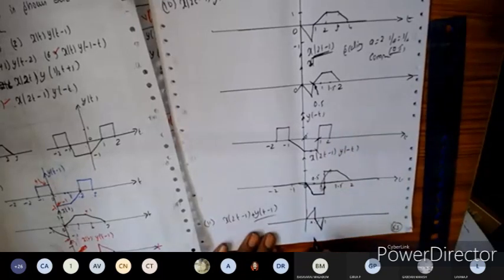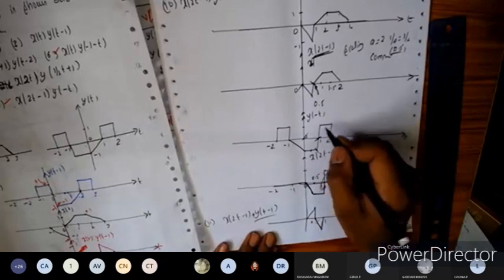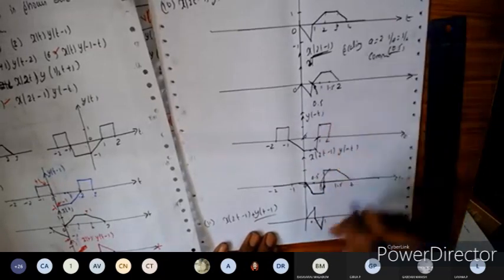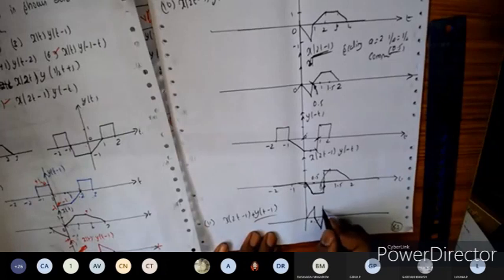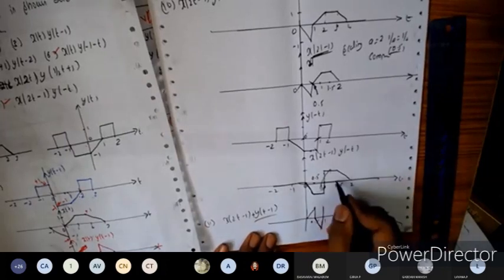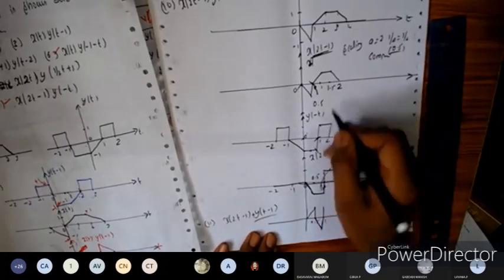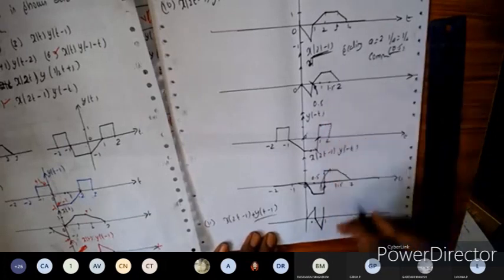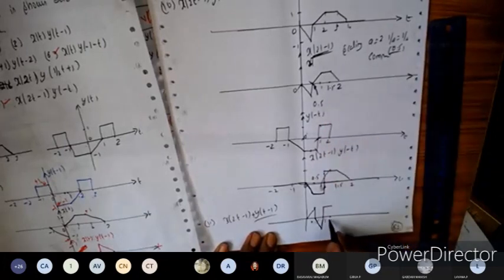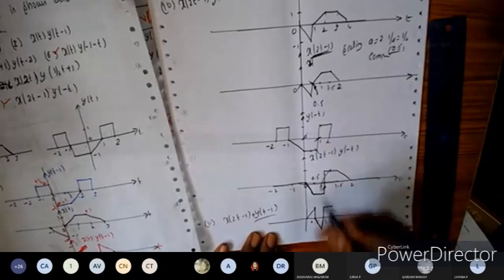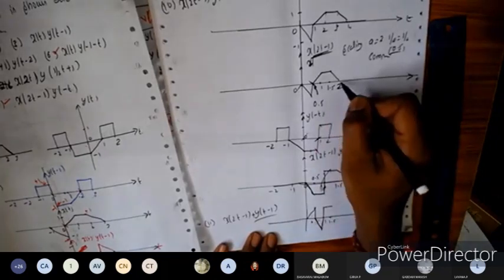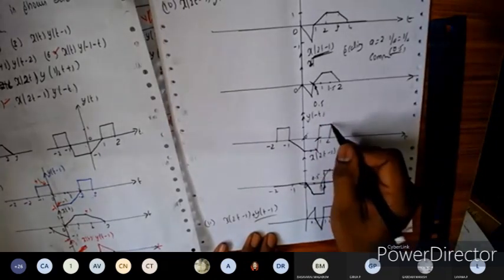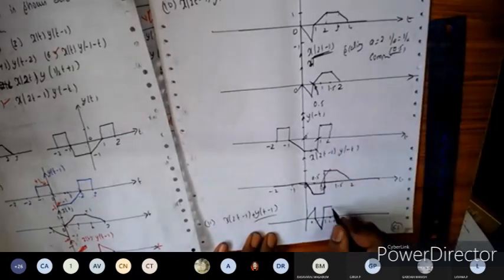Okay, so done. Next, at t greater than 1, it is 1 here. At t greater than 1, it is 1. So the waveform will be again like this. Next, at t is equal to 1.5, it is 1. So up to 1.5 it will become like this here. Next, at t is equal to 2, it is 0. At t is equal to 2, the other one is 1, so 1 multiplied by 0 will still become 0. So the waveform will be like this, we'll get here. So very good, very good analysis.